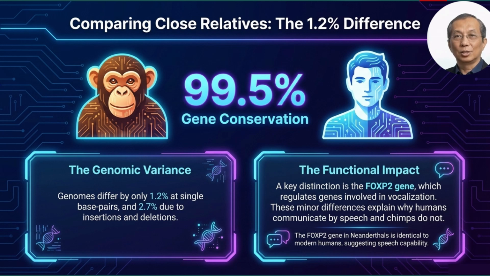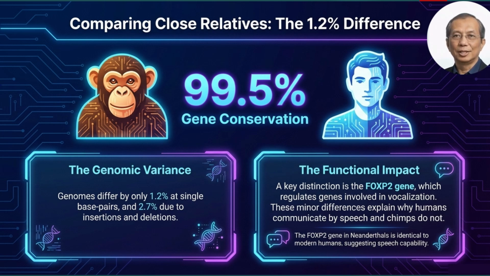When comparing close relatives, such as humans and chimpanzees, we find an astonishing 99.5% gene conservation. Despite our obvious phenotypic differences, our genomes are remarkably similar. The genomic variance primarily stems from a mere 1.2% difference at single base pair positions, along with 2.7% due to insertions and deletions.